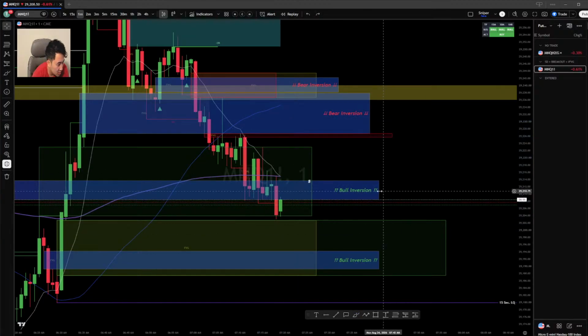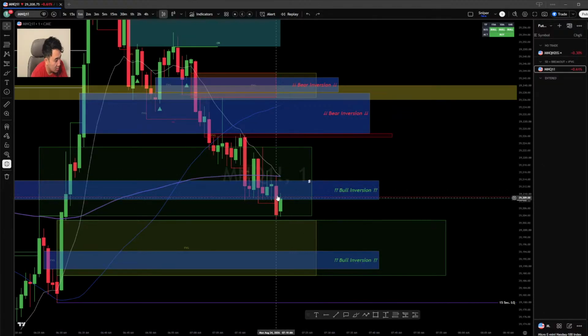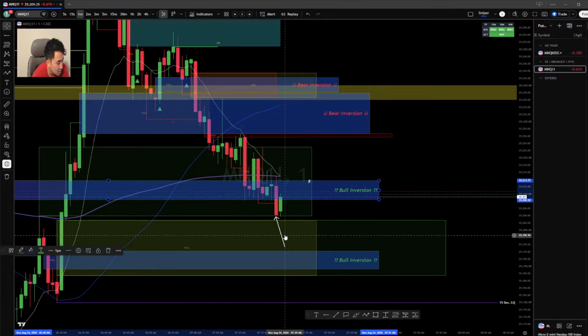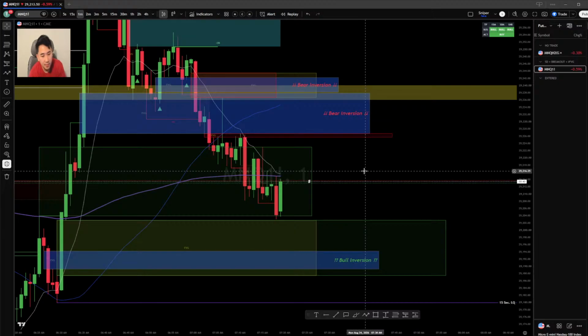Looks like this bullish inversion is disrespected, so you can still delete that. This red candle body closed below this bullish inversion, so you can just delete that. Still inside this 5-minute gap though.